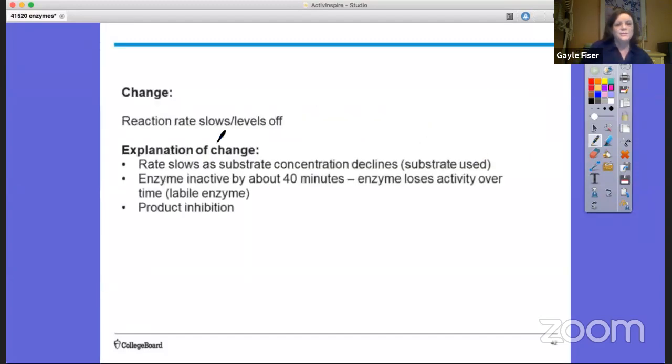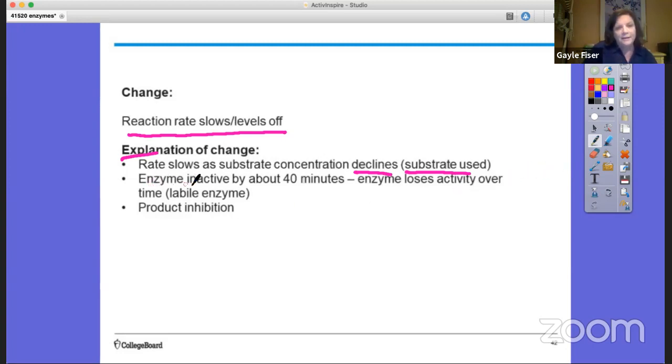So, did you say that the reaction rate slows and levels off? And then why? Because it said explain, so that was how or why. The rate slows as the substrate concentration declines. If you're using up all the substrate, then there's nothing else to break down or put together.